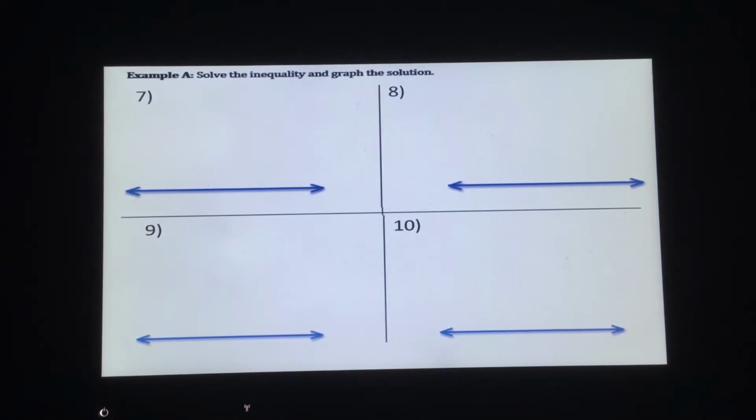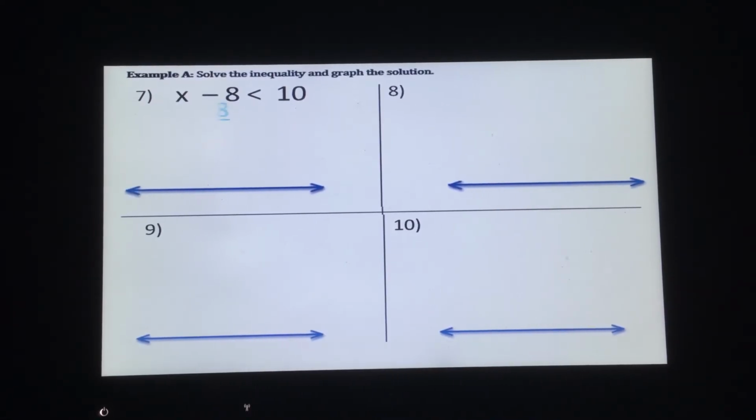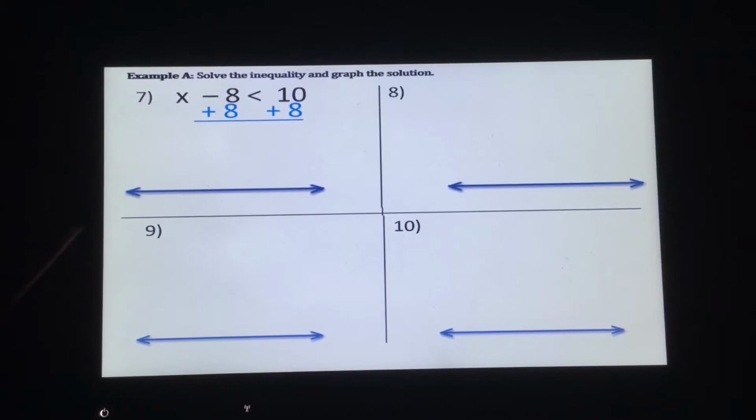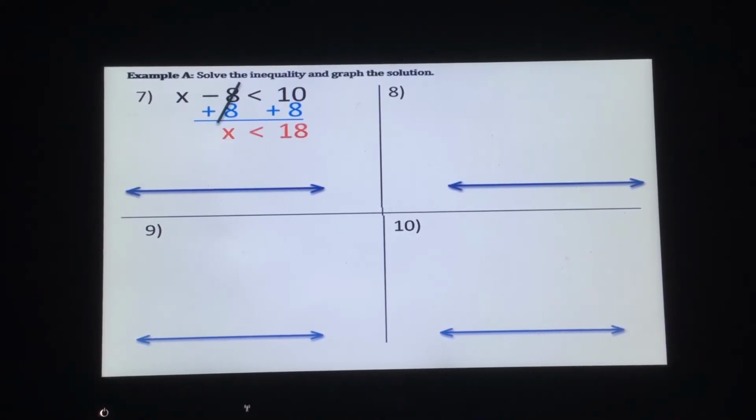All right, for number 7, let's go ahead and write this down. X minus 8 is less than 10. Now, just think of this as being an equal sign. What would you do if it was an equal sign? If it was x minus 8 equals 10, what we need to do is get rid of this -8. How do we get rid of the -8? The opposite is adding 8. So we add 8 to both sides. These 8's cancel each other out. Negative and positive, they cancel each other out. And then we're left with x is less than, these two together get you 18.